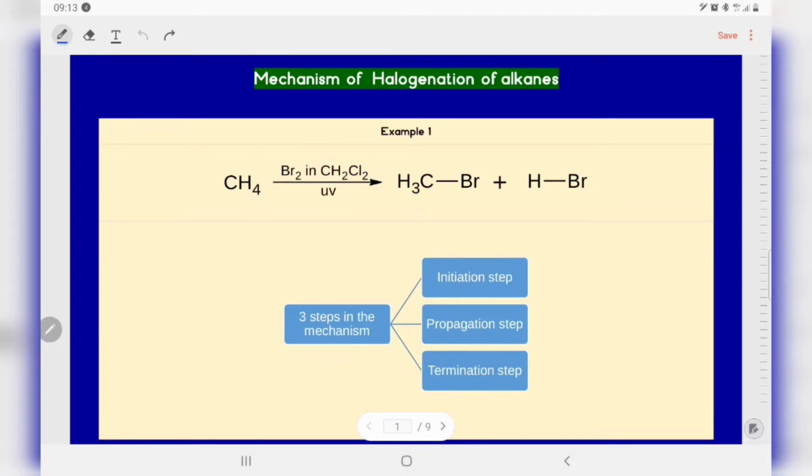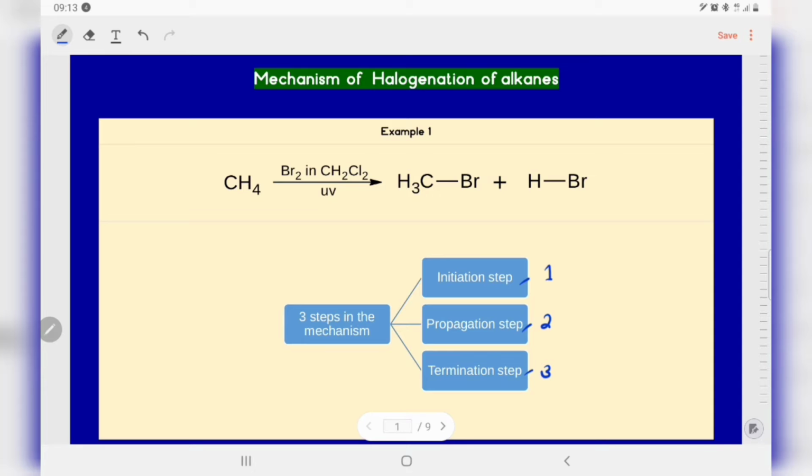We will learn the mechanism of halogenation of alkenes. In this mechanism, we have 3 steps: initiation step, propagation step, and termination step. In initiation, we have 1 step. In propagation, we have 2 steps. And in termination, we have 3 steps.